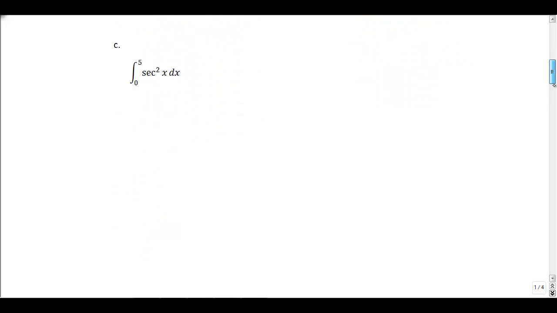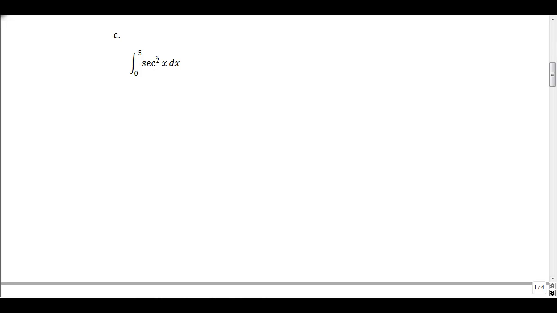Next one. Integral from 0 to 5 of secant squared x dx. This one's a little bit tricky, although if you identify this, hopefully you'd be able to do this pretty easily. And I have to think of more trig derivatives here. So this is going to be dealing with either secant x or tangent x here. Turns out that if you differentiate secant x, you get secant x tangent x. It's kind of like what we have there, but the derivative of tangent x is much simpler. It's just secant squared x. And so what that means is my antiderivative of secant squared x is tangent x.